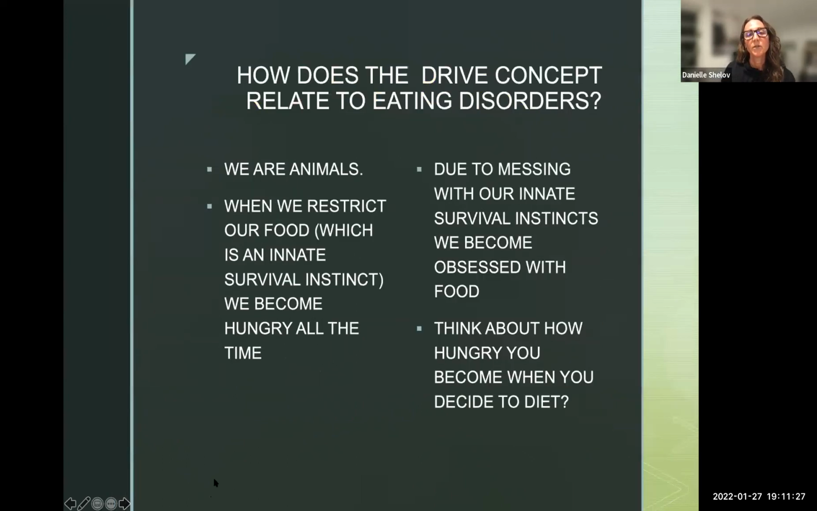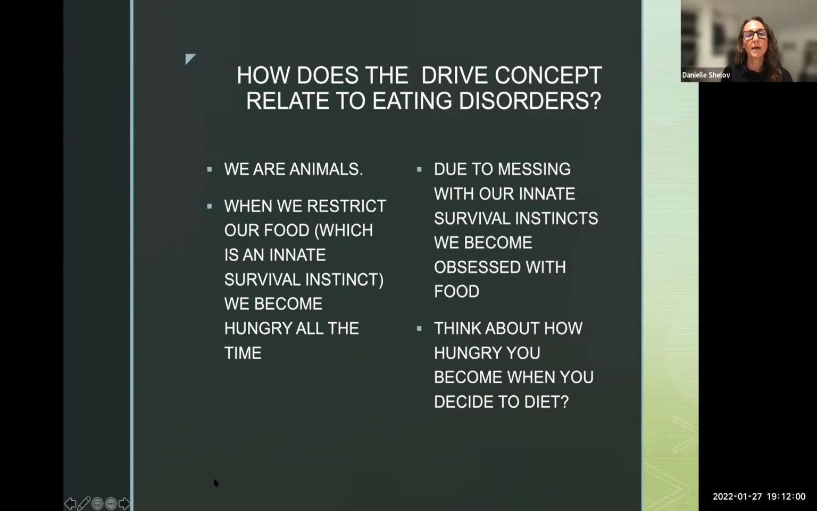Okay. So because we are animals, we have to focus on hunger when we're hungry, right? What happens when we restrict our food, which is ultimately how eating disorders begin? It can be an innocent restriction. It can be a diet, and we'll get into more specific triggers in a little bit. But the reality is that if we mess with something like a primary drive, like a survival instinct, we are going to focus on meeting that need, which is hunger.